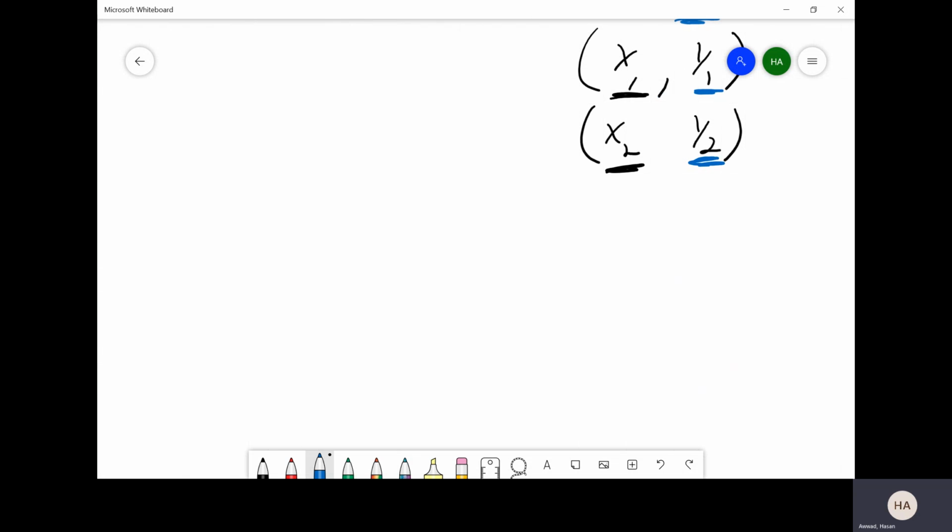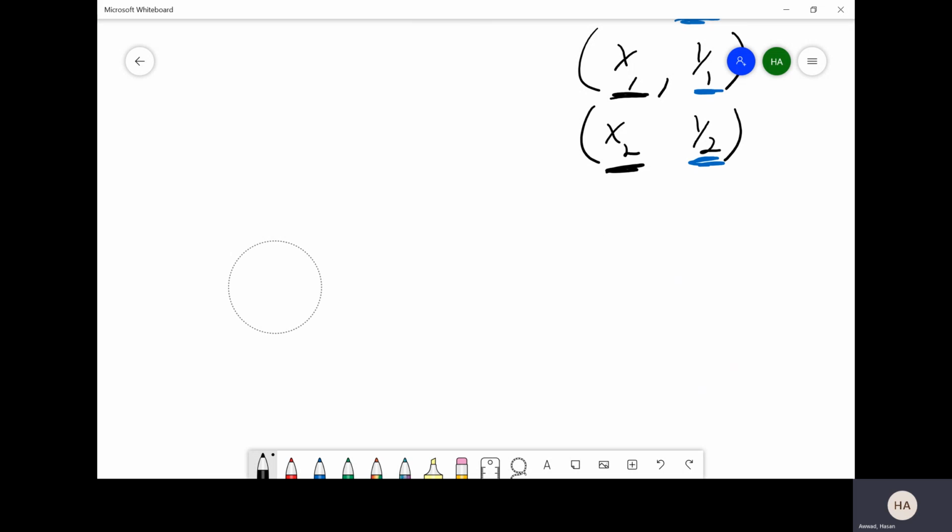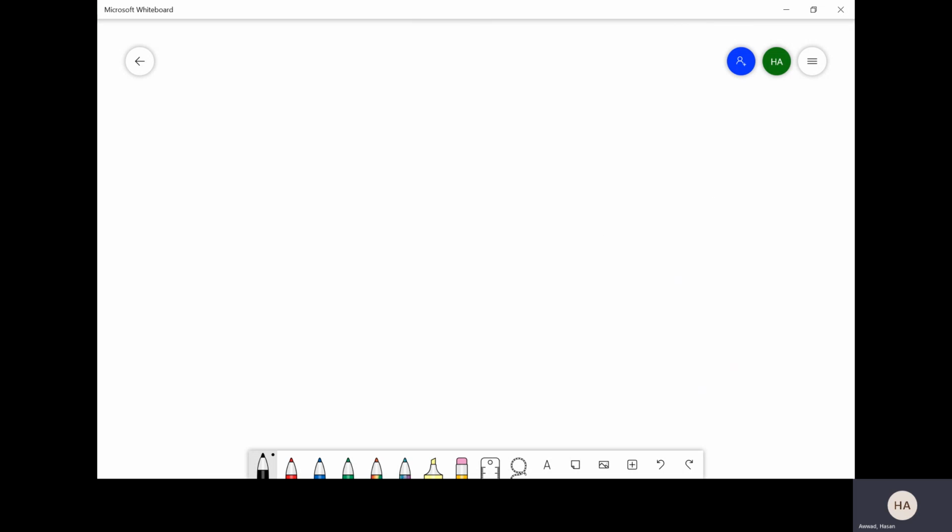Again, in the example that we just did, where we had 1, 2 and 1, 4, we said that this is not a function. The reason it's not a function is because your x is repeated. If your x is repeated, that's a telltale sign that this is only a relation and that this relation is not a function. Okay, so let's get to an actual example.